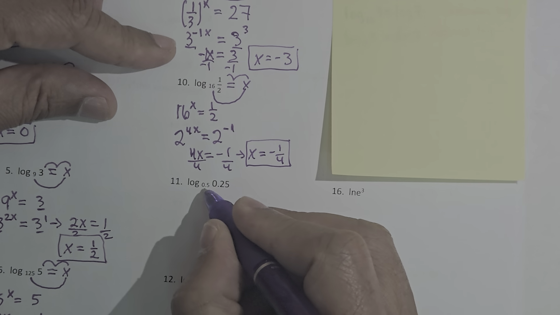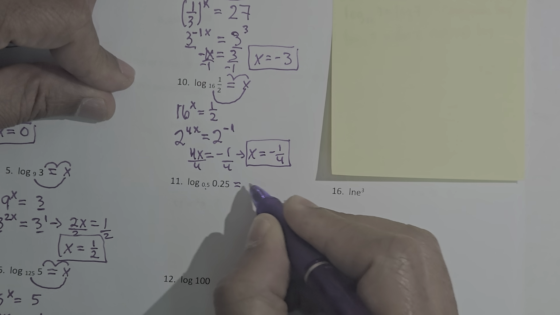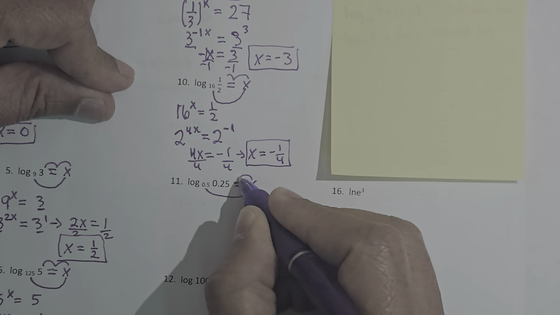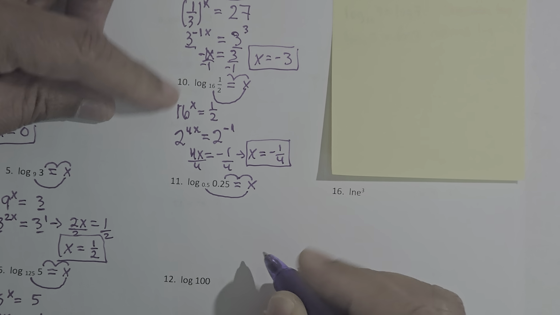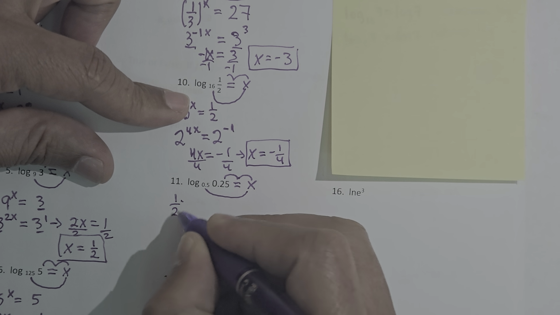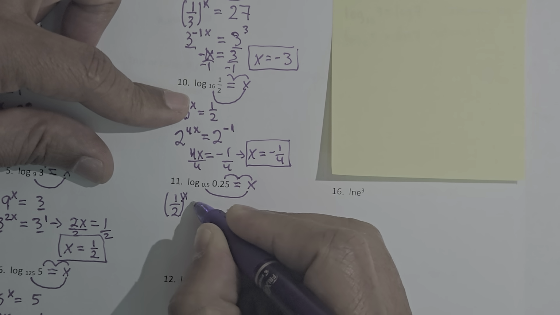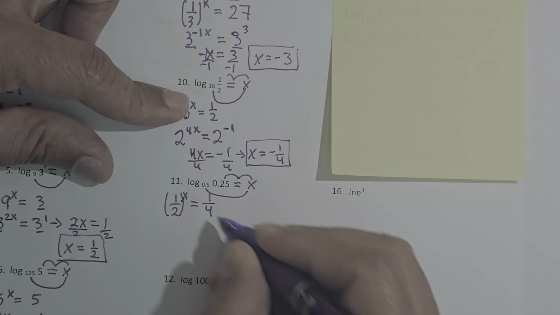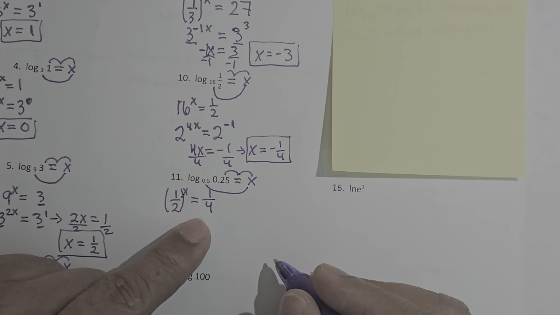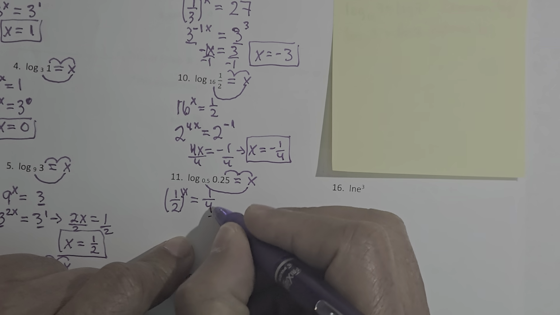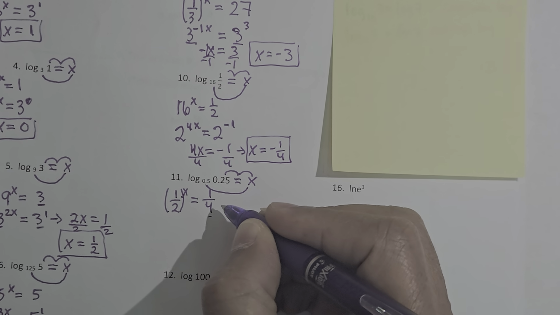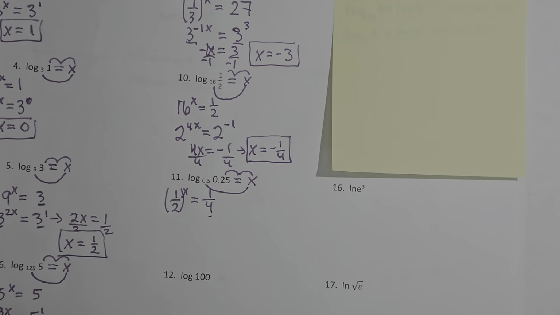Number 11. So I'm going to change this to a half power in a moment. So let's set this equal to x. So 1/2 to the power of x is equal to, I'm going to change this to 1/4. So then this is 1/2 raised to the power of x is equal to 1/4. Again, this 1/4 is in the denominator. And if it's 1/4, that means it's got a negative power. But don't forget, this 4 can also be written as 2 to the second power. Okay, so I'm going to use that fact for this one.